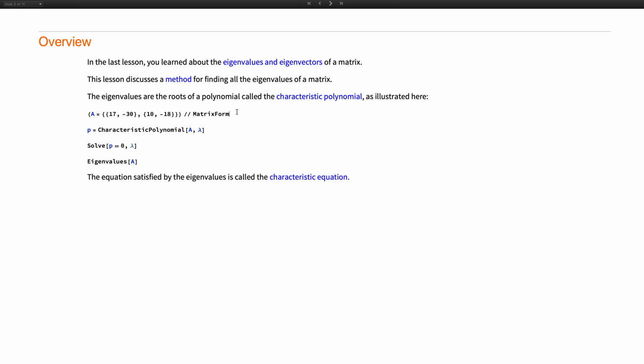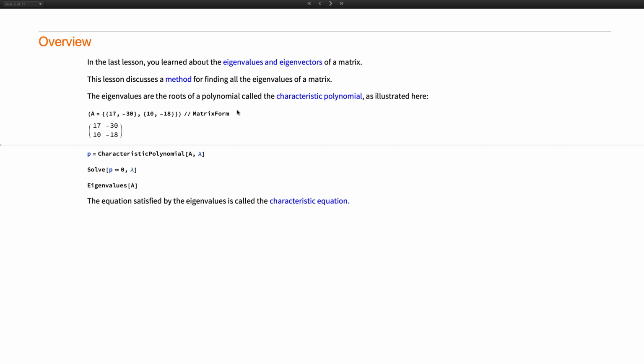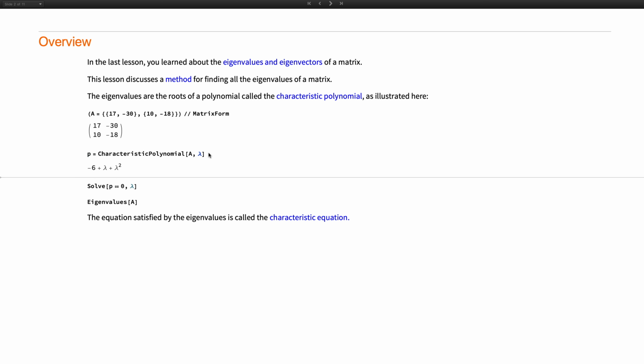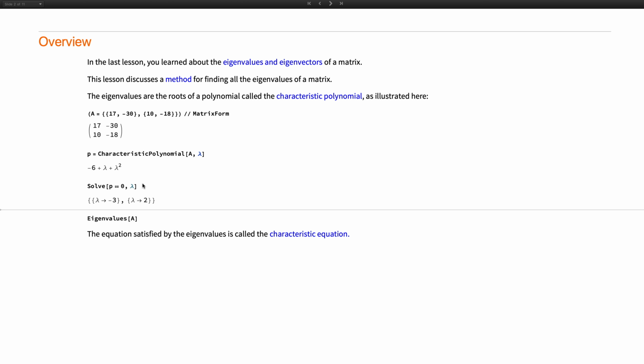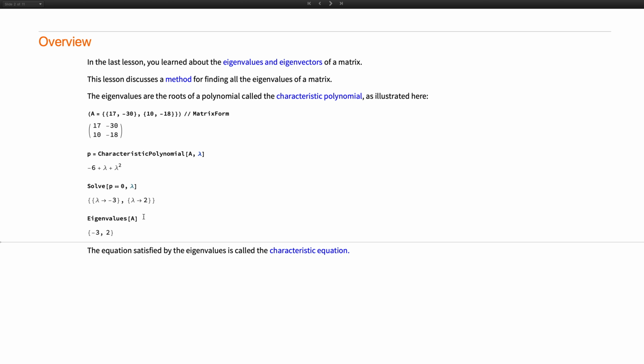So here's the matrix A, for example. It's a 2 by 2 matrix. Then you can work out its characteristic polynomial, which has a variable lambda. In this case, it's a quadratic polynomial in lambda. You can solve the equation p equal to 0. You find two values, -3 and 2, and those are exactly the eigenvalues of A. Now, the equation satisfied by the eigenvalues is called the characteristic equation. So we have the polynomial and then the equation itself.